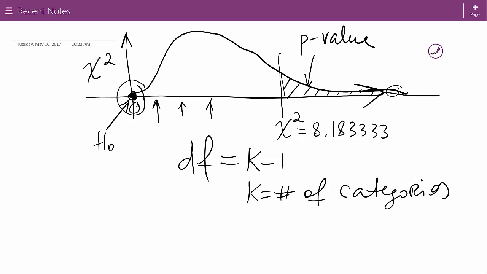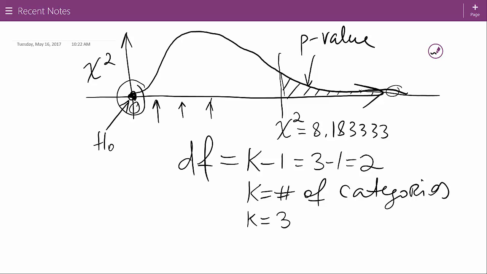So in our case, how many categories do we have? 3, right? Company A, company B, and others. So therefore, in my case, k minus 1 is going to be 2. So I have to look in the right tail of the chi-square distribution with 2 degrees of freedom, everything to the right of 8.18333. And that'll give me the p-value. After that, I will be able to judge: am I far enough from 0 to claim that the market changed, or am I not far enough from 0?